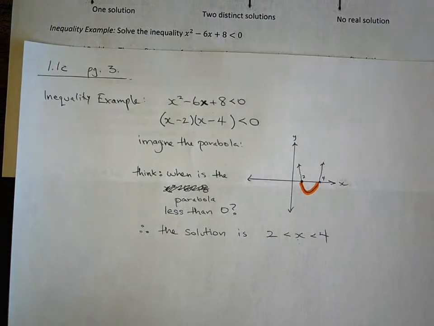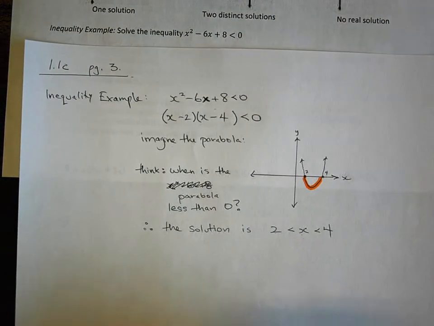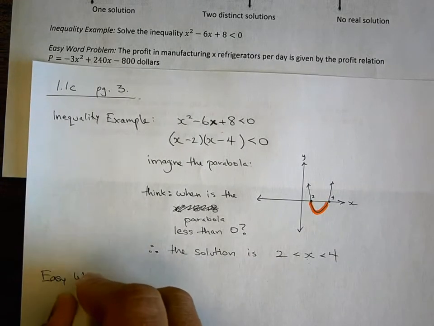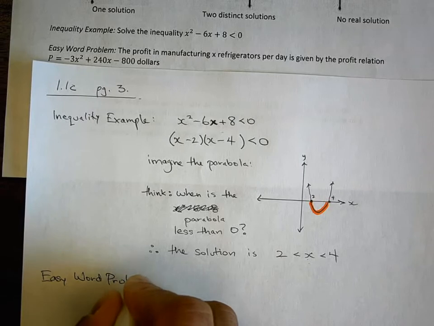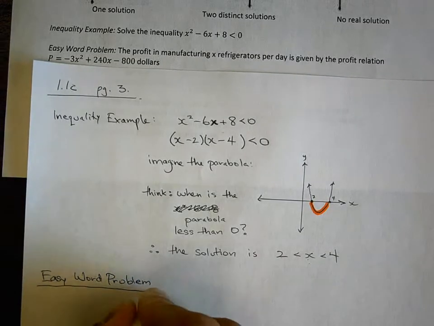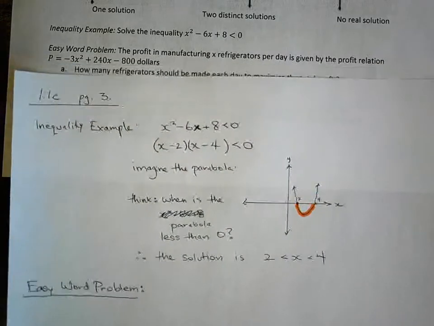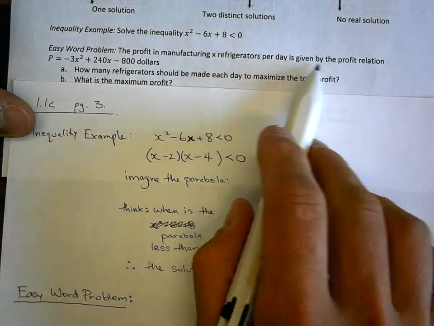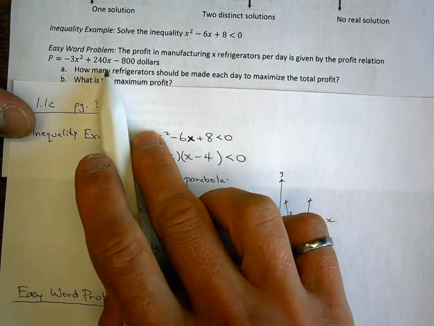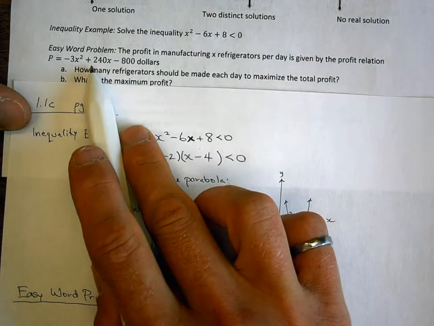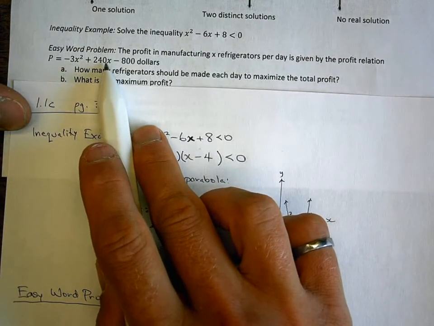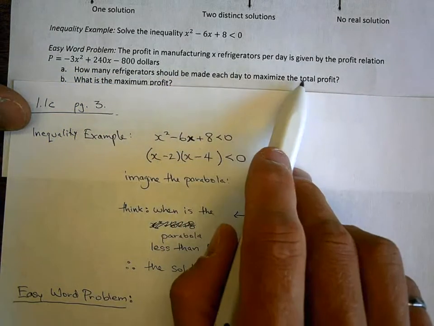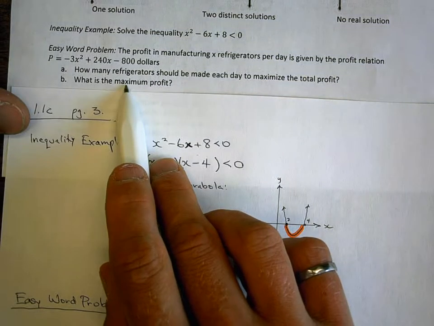Okay, let's look at the second example. This is my easy word problem. What is it? The profit in manufacturing x refrigerators per day is given by this profit relation. This is a question for all our CEOs, future CEOs out there. How many refrigerators should be made each day to maximize the total profit? What is the maximum profit?